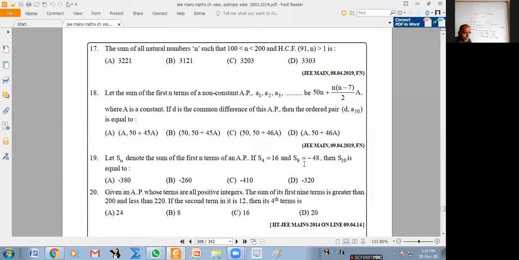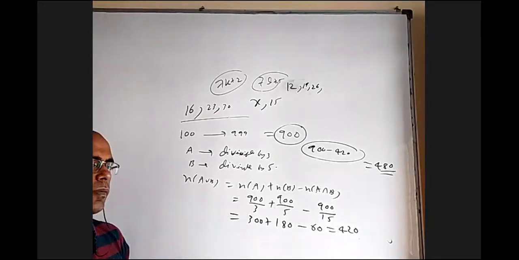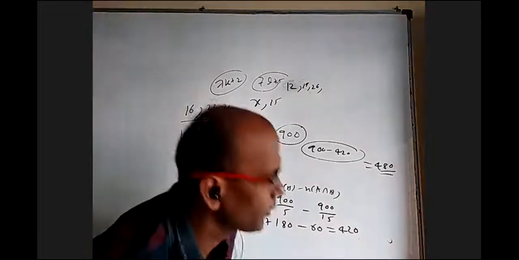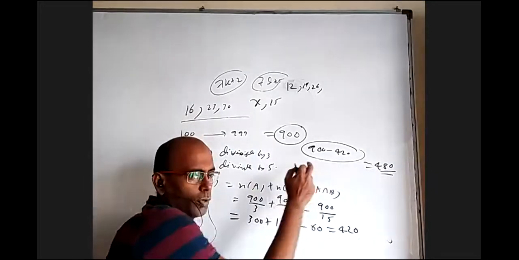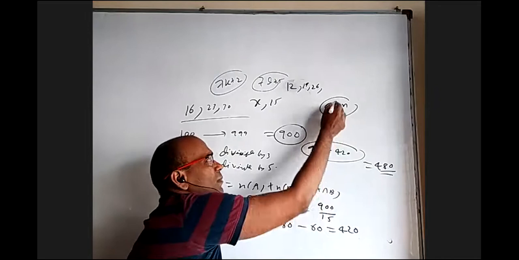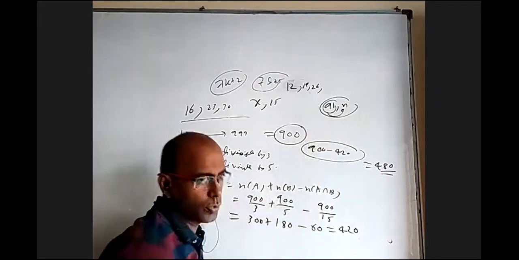Okay, anything else? Sir, up to 17. The sum of all natural numbers n such that n is between 100 and 200, and 91 and n should have some common factor. Okay. So the HCF, the common factor, should be greater than 1, meaning it may be 2 or 3 or 5. They should have some common factor. Here we want a common factor. So 91 and n should have a common factor, meaning some divisor of this should divide this also.